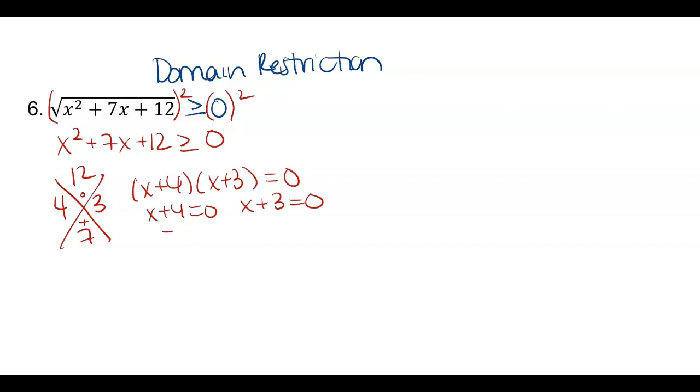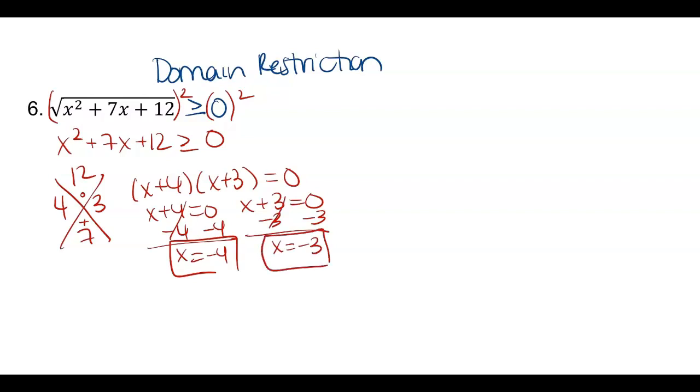That's not a 3, that's a 4. So x will equal negative 4 for one of the x-intercepts, and x will equal negative 3 for the other one.